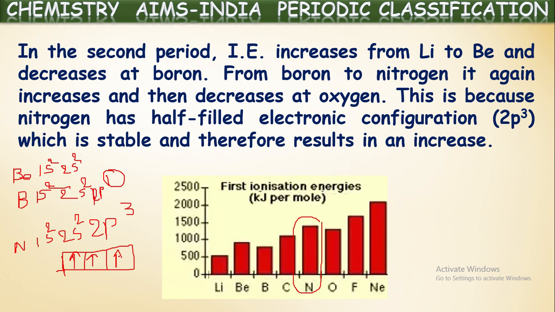The removal of an electron from this configuration requires more energy than expected. That is why nitrogen has greater ionization energy than oxygen. That is why it decreases from nitrogen to oxygen. Again, it gradually increases till the noble gas neon. In this way, it is not following any regular trend as expected. In general, in a period from left to right, atomic size decreases, so ionization energy should increase in a gradual way. But because of some special configurations, it is not following a regular trend. Got it?